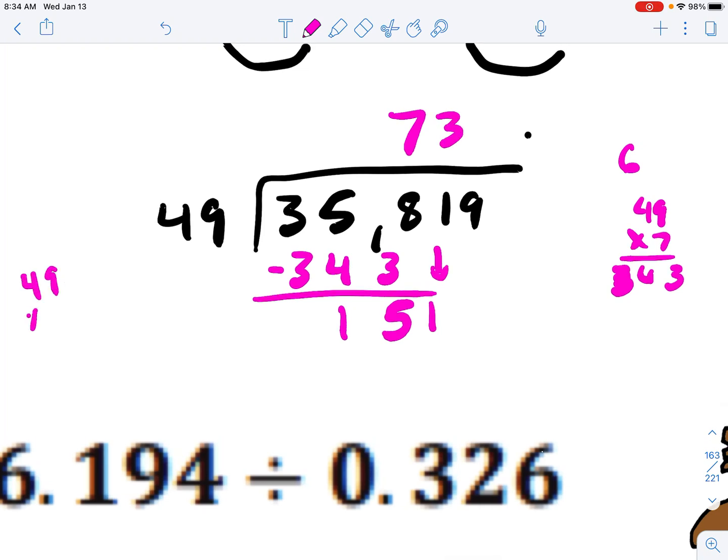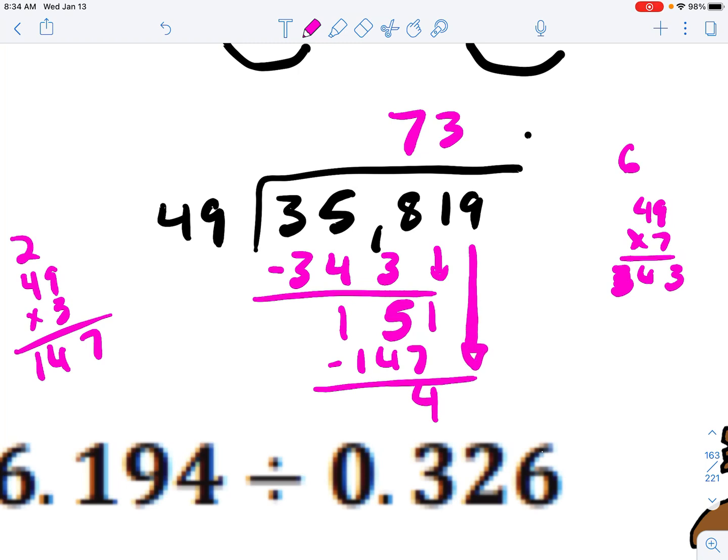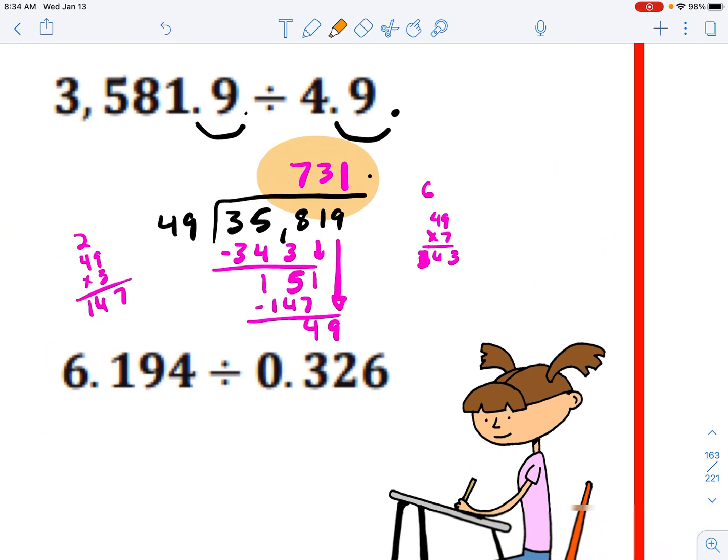Okay, 3 times 49 is 147. I subtract that, and I'm left with 4. Bring down the last number, which is a 9, and look at that. 49 goes into itself one time, no remainder, so our answer comes out to 731.